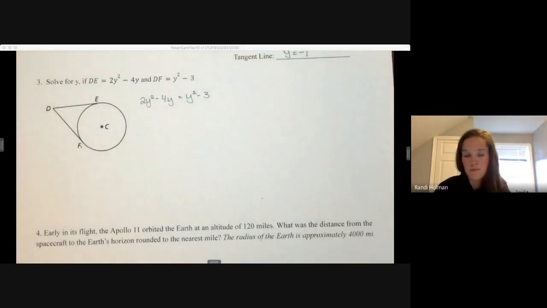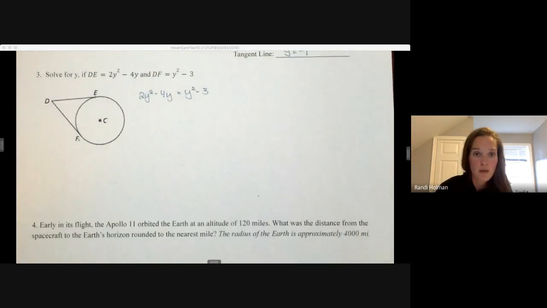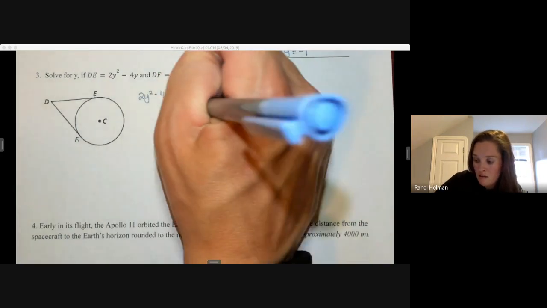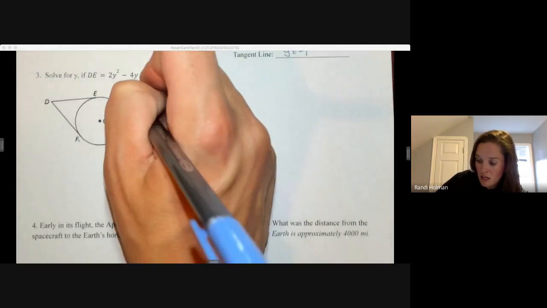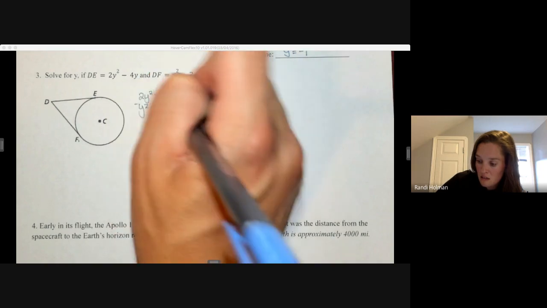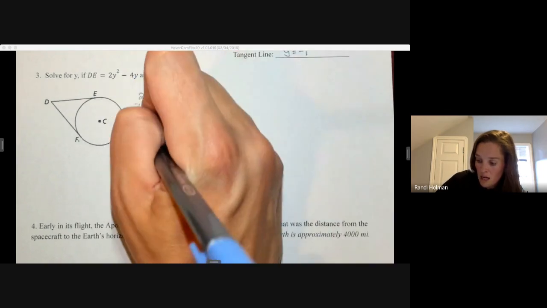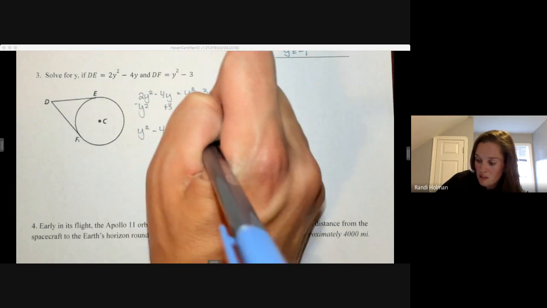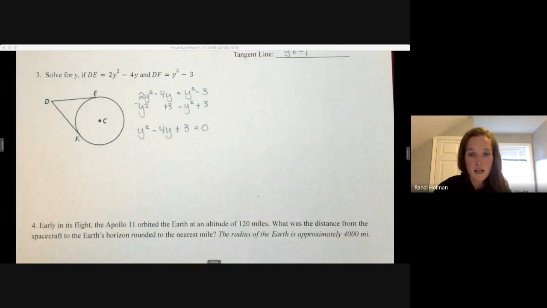Right, and then we think, we have a quadratic, so we should probably just get everything on one side. So we get y squared minus 4y plus 3 equals 0. So we have some options here. We could use the quadratic formula if you wanted to. We could see if we could factor if we wanted to. We could guess and check. It might be a little tedious.